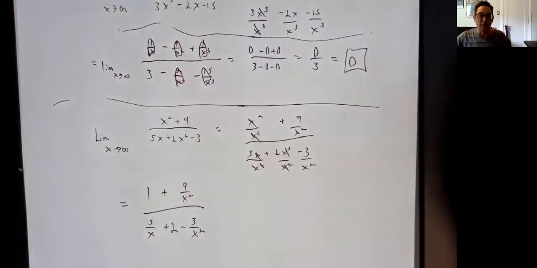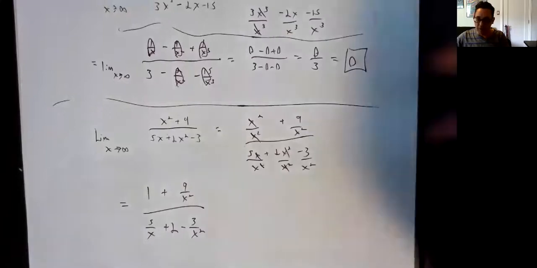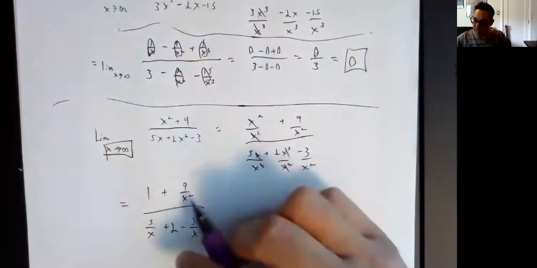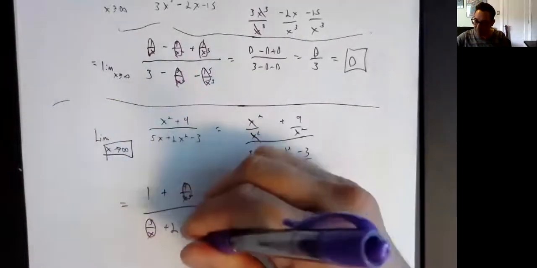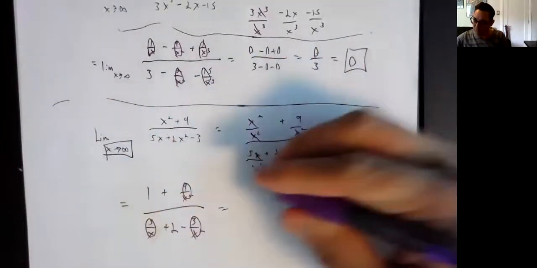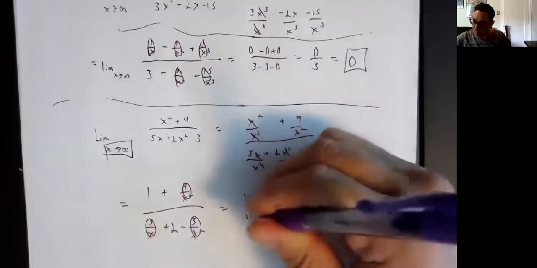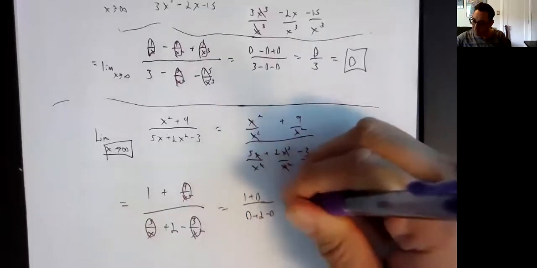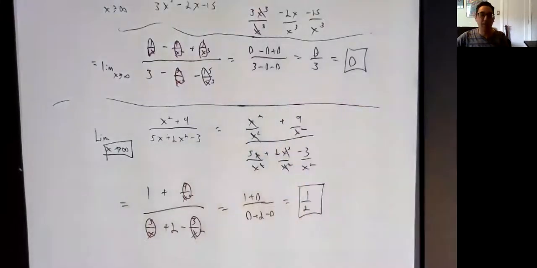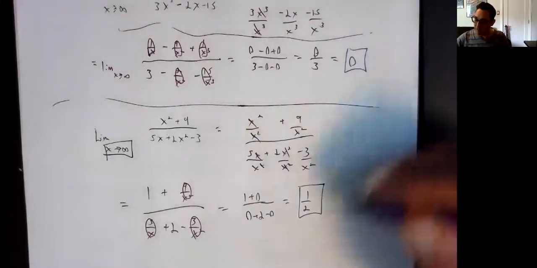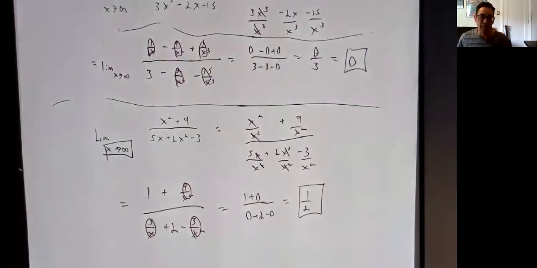Now remember what I said, anything with an x in the bottom, because we're doing a limit to infinity, becomes 0. So this is 0, that's 0, that's 0. The 1 and 2 are not, so I got 1 plus 0 over 0 plus 2 minus 0. That's just 1 over 2, and that doesn't even reduce, so that's my limit, 1/2. So you can get a wide variety of answers. You can get numbers, you can get does not exist.